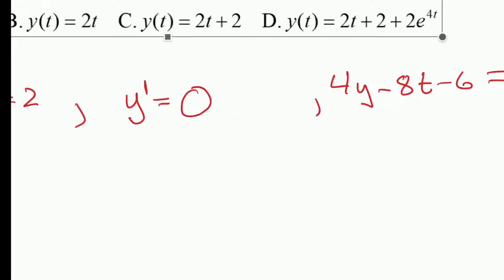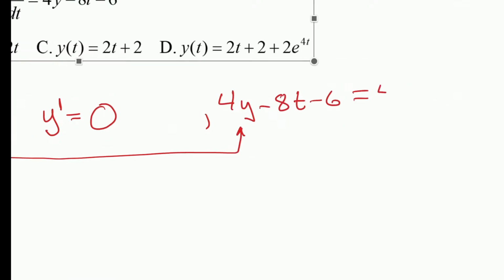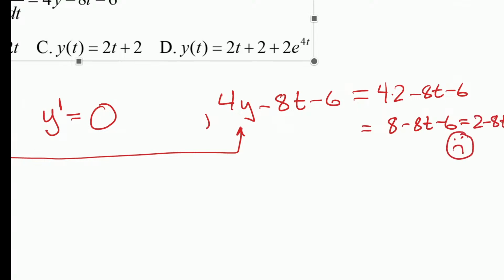And now I'm going to take this and plug it in over here and see what I get. So that's going to be 4 times 2 minus 8t minus 6. I think you can all guess what's going to happen, but let's do it anyway. So this is going to be 8 minus 8t minus 6, which is equal to 2 minus 8t. Sad. The reason I'm sad is because this does not match that.